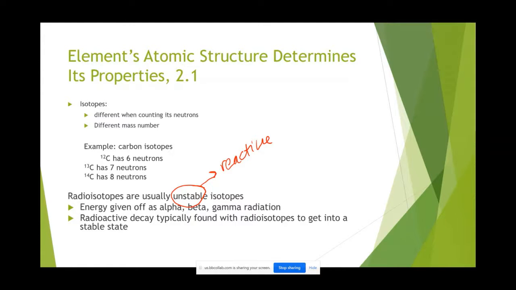radioisotopes, typically what we're saying here is that it's the energy that we have, right? Radioisotopes, radioactive, anything like that is going to give off energy. And that energy is typically given off in the form of alpha, beta, gamma radiation, right? Y'all have heard about gamma radiation.